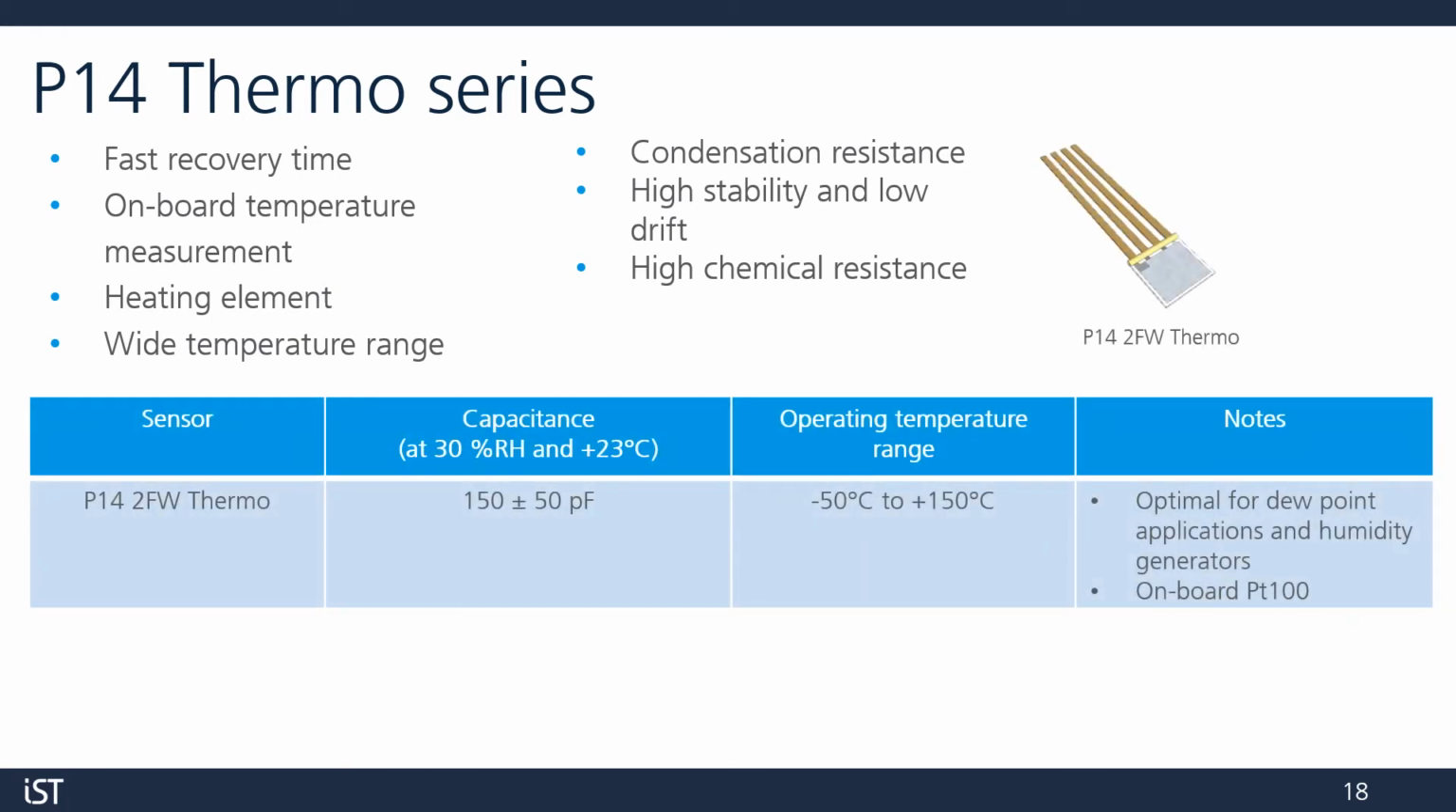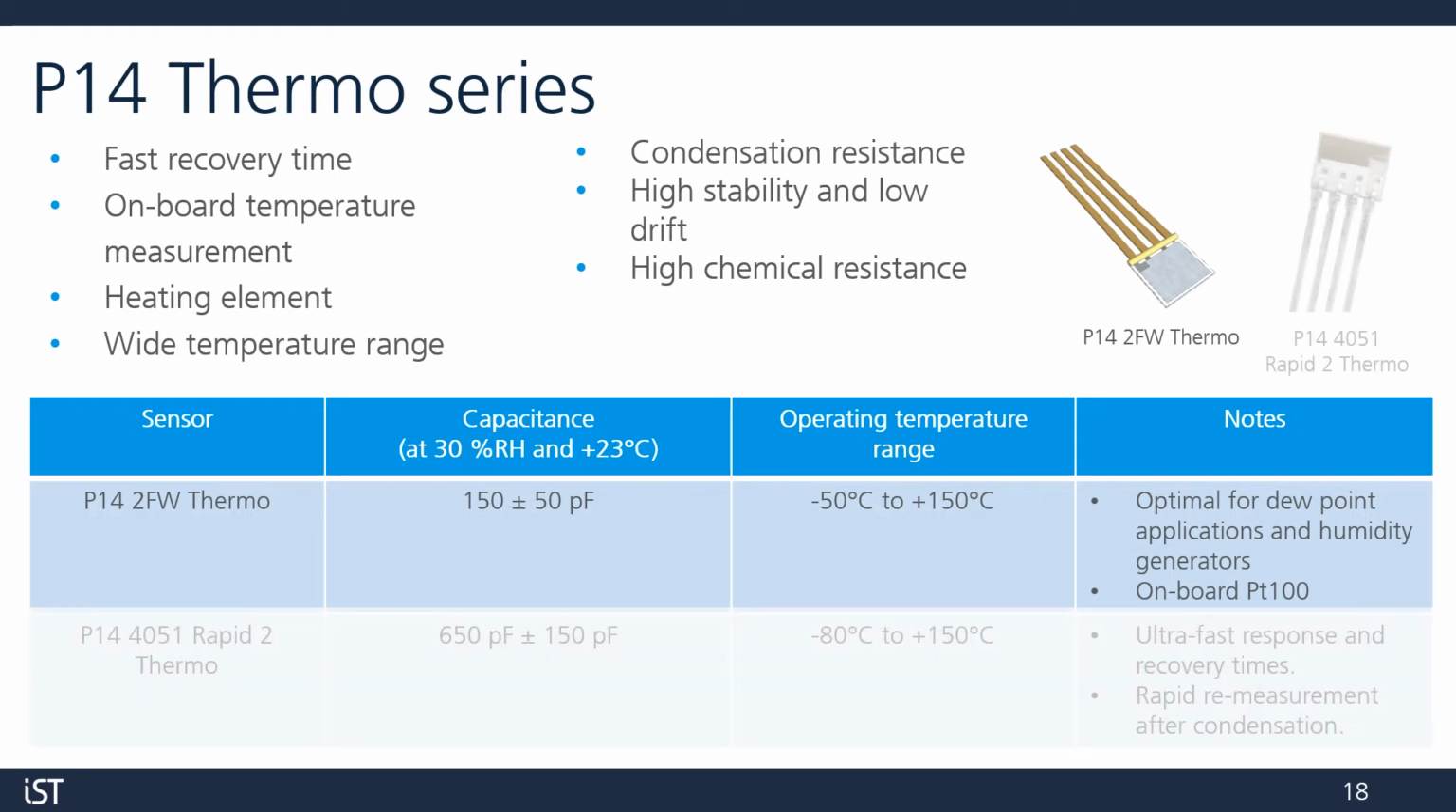First up, we have the P14 2FW Thermo. The onboard PT100 RTD makes it optimal for dew point applications and humidity generators, where we expect to have some condensation. Next, we have one of our new sensors, the P14 4051 Rapid 2 Thermo. It can be used down to -80 degrees C and has ultra-fast response and recovery times. For this sensor, the RTD element is located on the sensor backside.